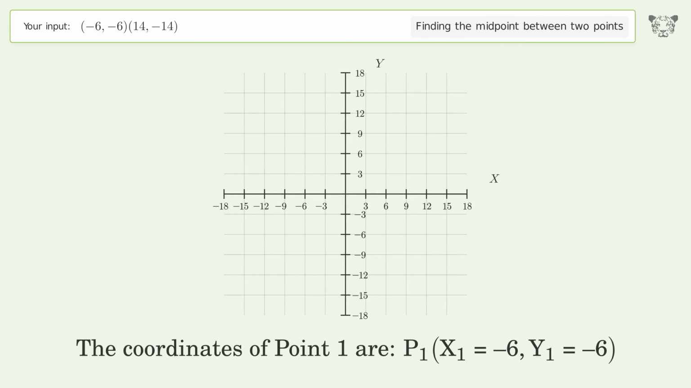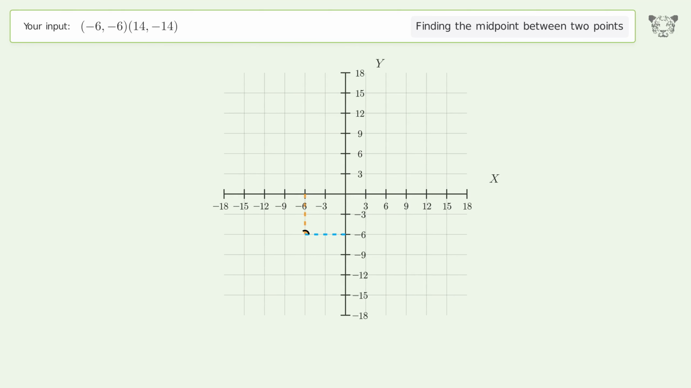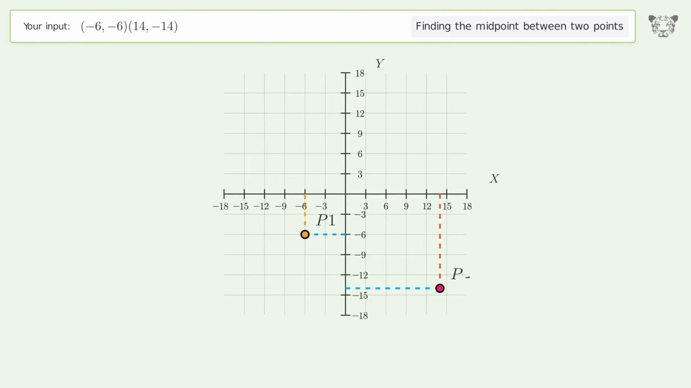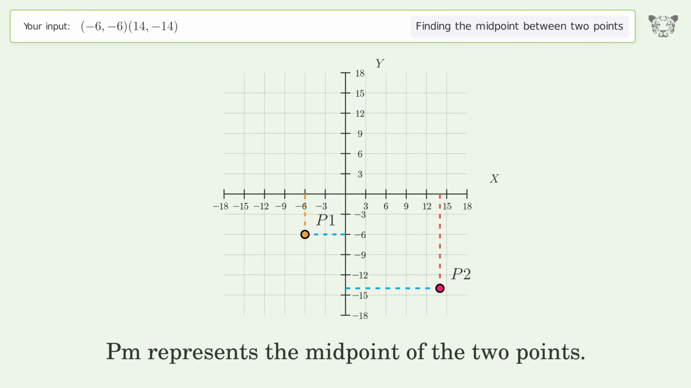The coordinates of point 1 are x1 equals -6, y1 equals -6. The coordinates of point 2 are x2 equals 14, y2 equals -14. PM represents the midpoint of the 2 points.